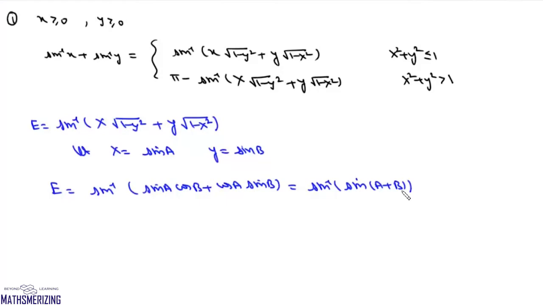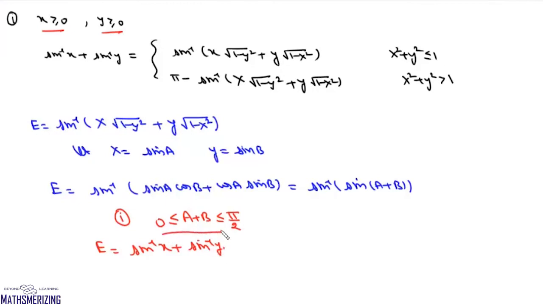range. So we'll have this first case when A plus B is less than or equal to pi by 2 but greater than or equal to 0. Since we have taken x and y, both of them as positive numbers, it cannot take a negative value. Now in this interval, this sine inverse and sine will cancel. So we'll get this E as sine inverse x plus sine inverse y, and we'll simplify this condition.